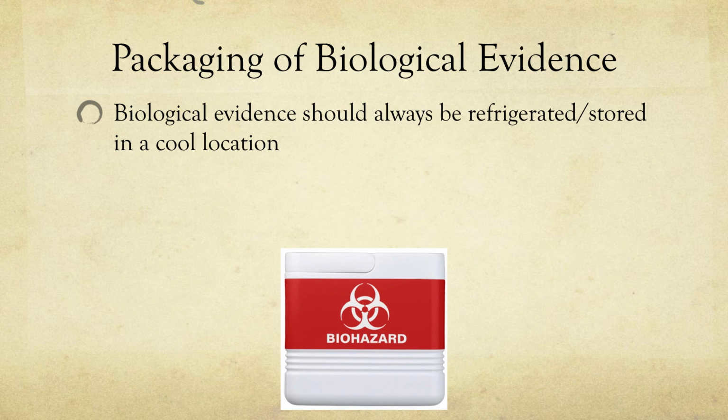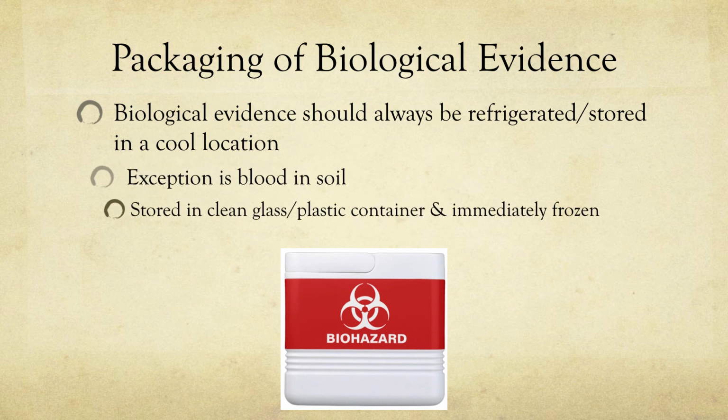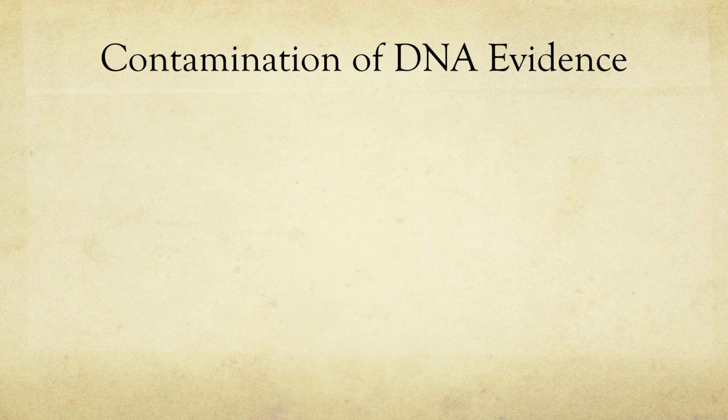When packaging biological evidence, after it has been collected and packaged correctly, it then needs to be refrigerated or stored in a cool location to not degrade any of the biological evidence. The only exception to this would be blood that is found in soil. Soil contains microbes that can rapidly degrade the DNA, and so they need to be stored in a clean glass or plastic container and immediately frozen to prevent those microbes from destroying the DNA.